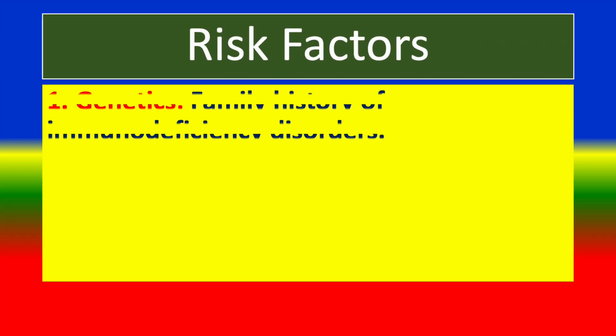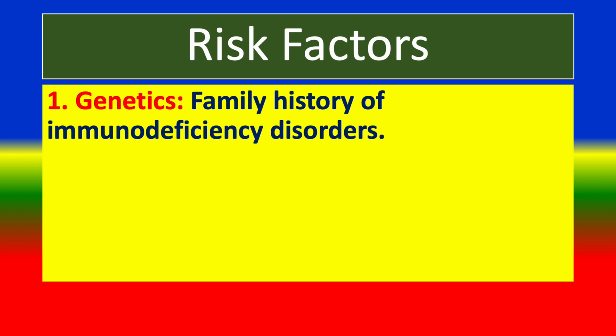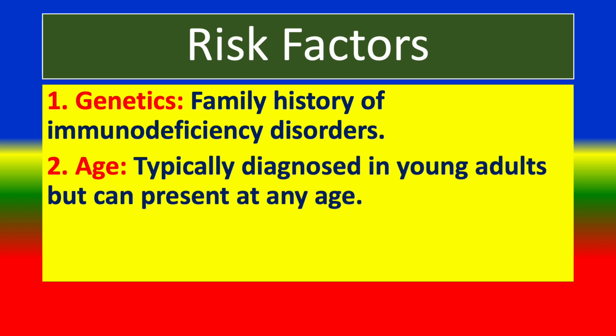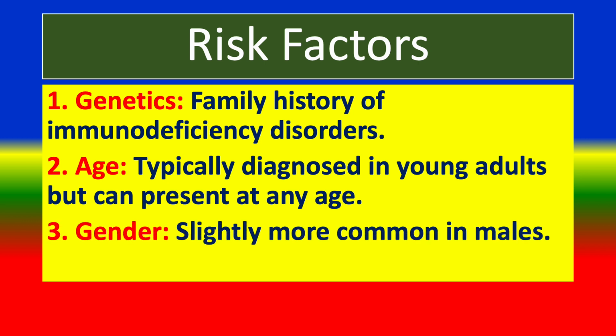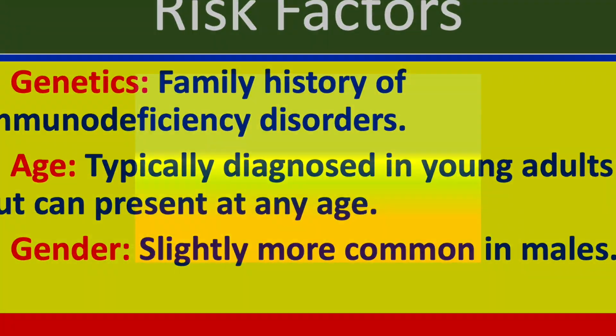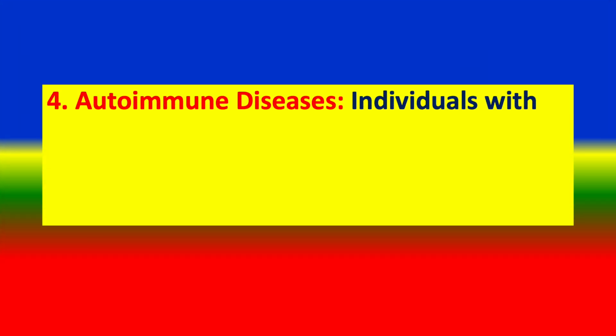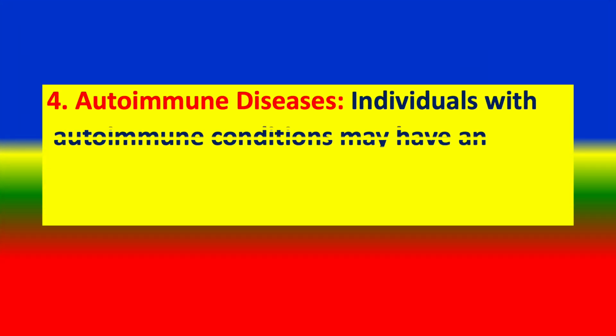Risk factors. 1. Genetics. Family history of immunodeficiency disorders. 2. Age. Typically diagnosed in young adults but can present at any age. 3. Gender. Slightly more common in males. 4. Autoimmune diseases. Individuals with autoimmune conditions may have an increased risk.